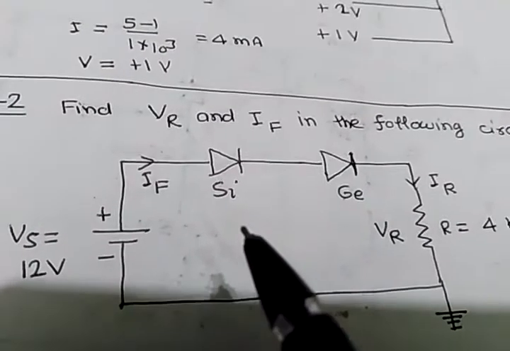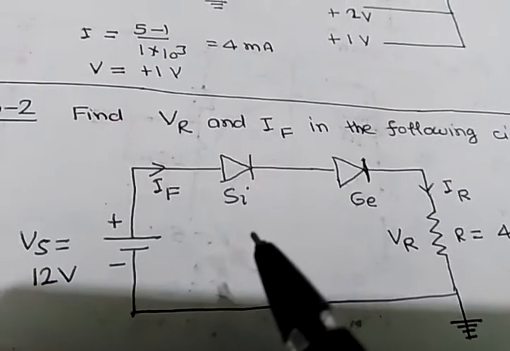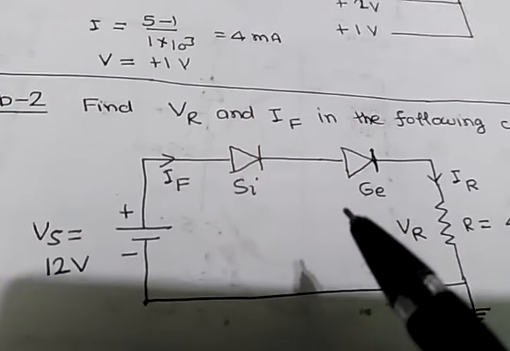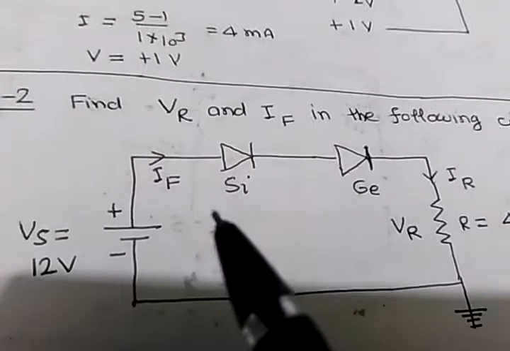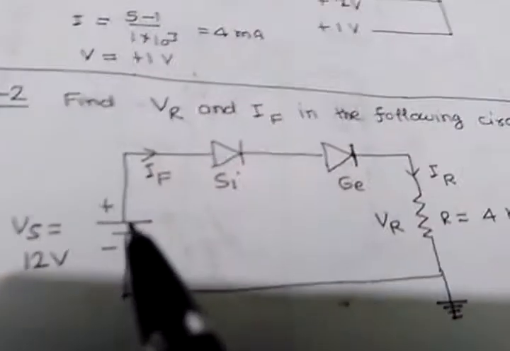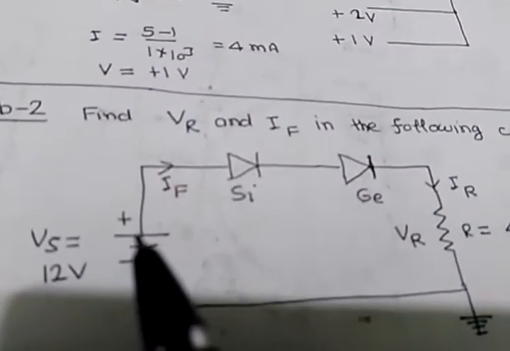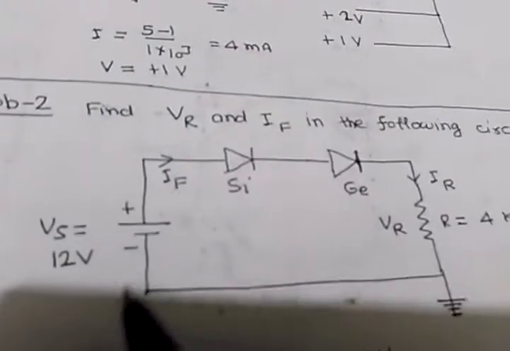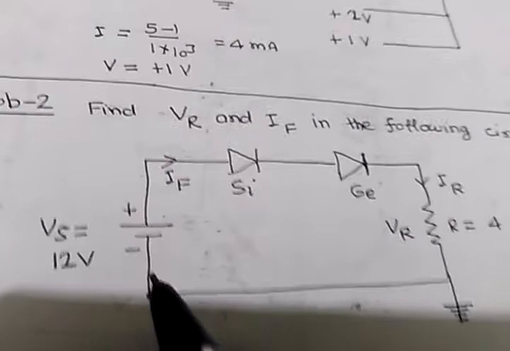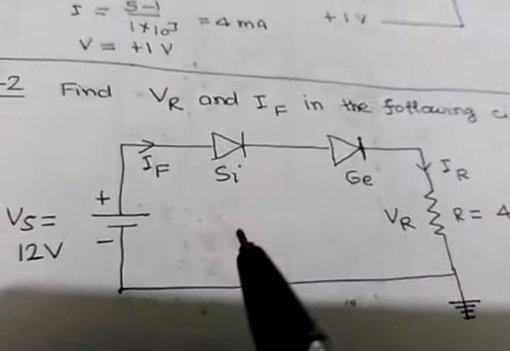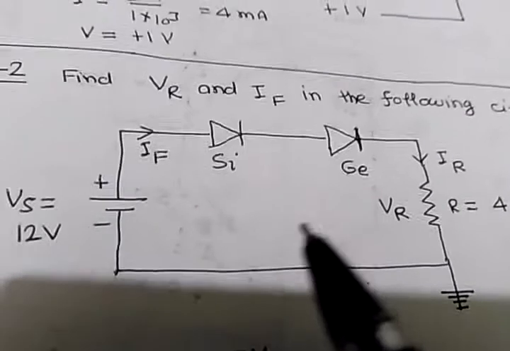In this circuit, two diodes are connected. First is the silicon diode and second is the germanium diode. And the P region of both the diodes is connected with the positive terminal of the 12 volt supply and the N region with the negative terminal. It means both the diodes will be in forward biased condition.